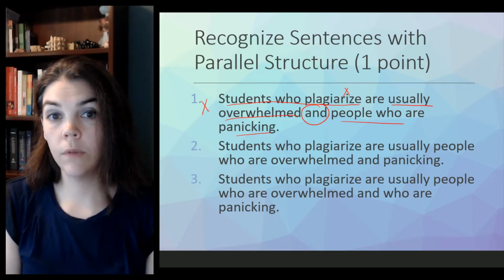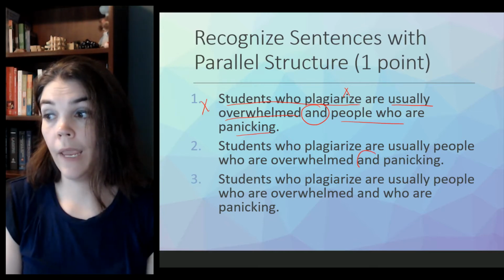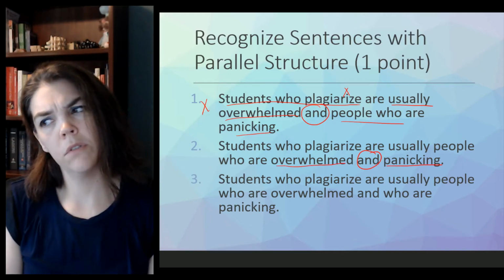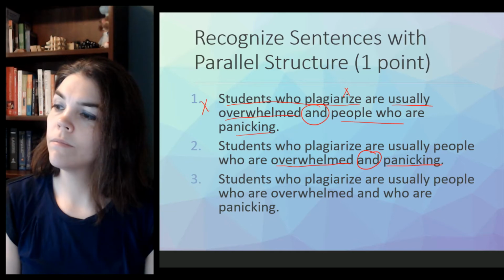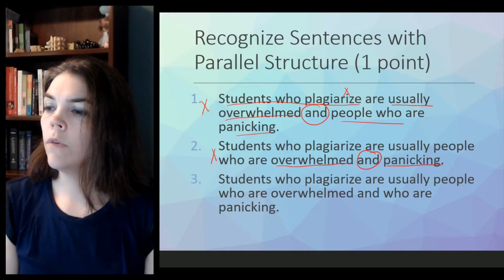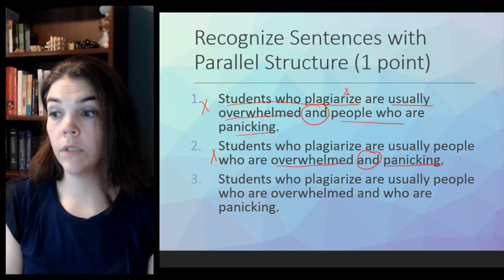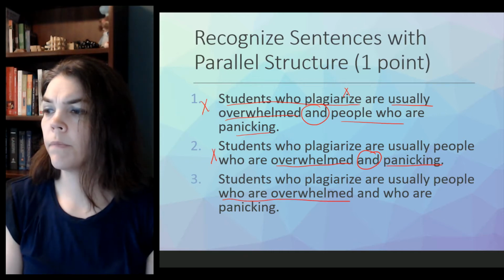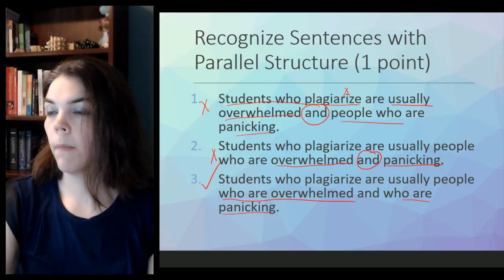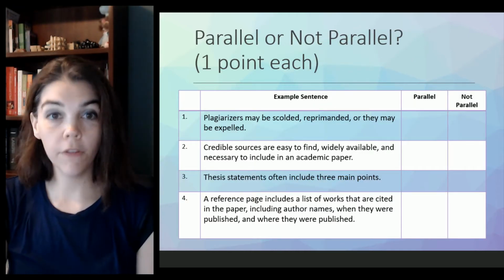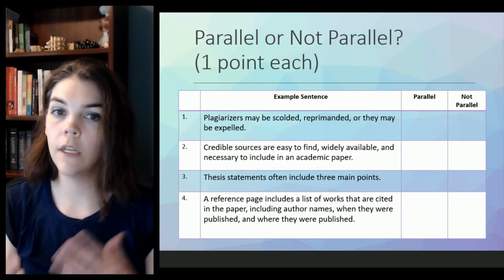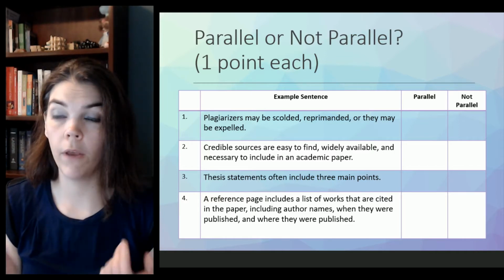How about this one? You see our connecting word? And. Okay, so we're connecting panicking and overwhelmed. Not quite. How about this one? Students who plagiarize are usually people who are overwhelmed and who are panicking. I like that one better. It's a little more clear. Okay, so this one is good. All right, so pause the video here and investigate these 4. Figure out where the connecting word is, what's being connected, and then determine if it's parallel or not parallel.